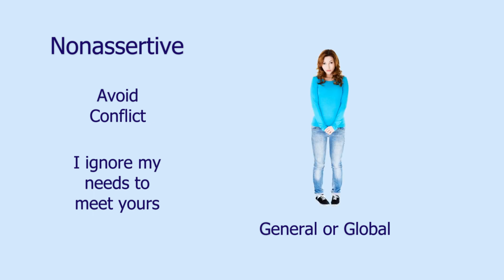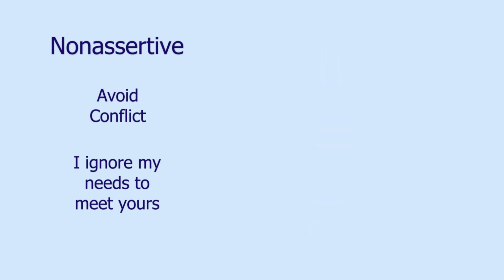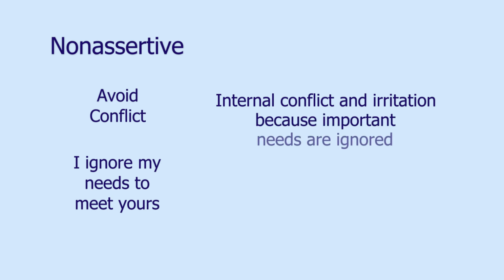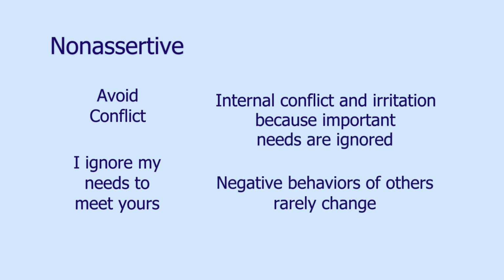There are two negative things that occur when a non-assertive style is your usual approach for resolving conflicts. First, while it does succeed in avoiding conflict with others, it almost always results in internal conflict and irritation. This occurs because important needs are being ignored. Second, the negative behaviors of others toward you rarely change. Why should they, since their needs are always being met?